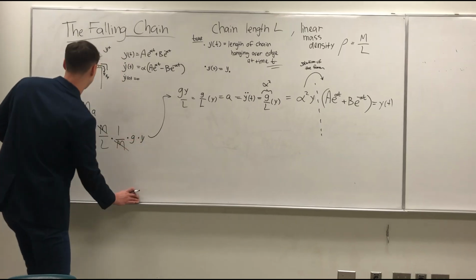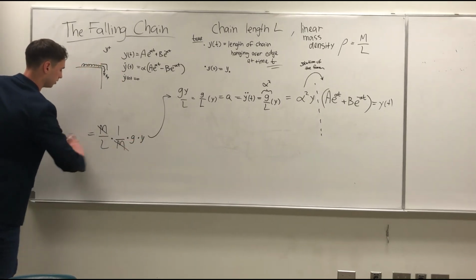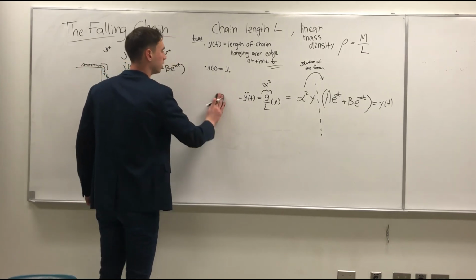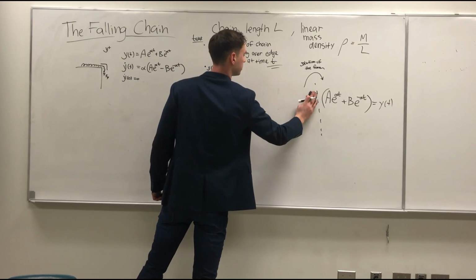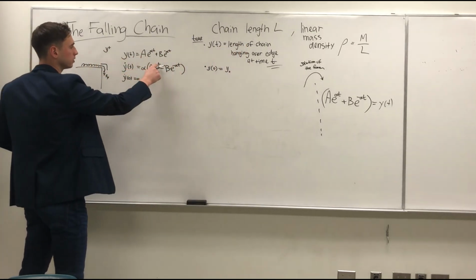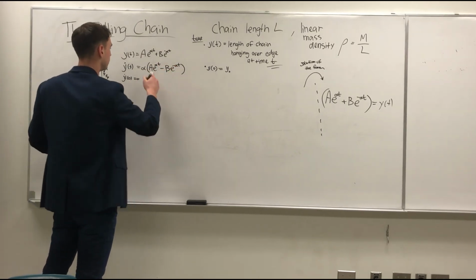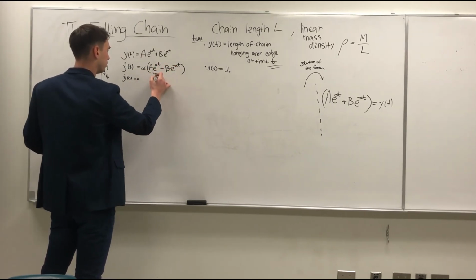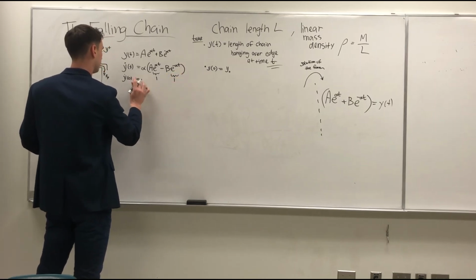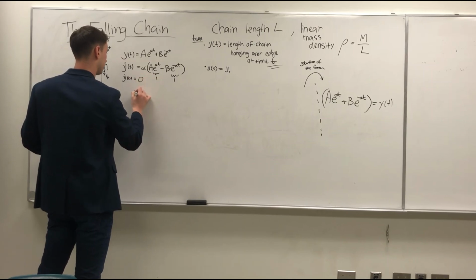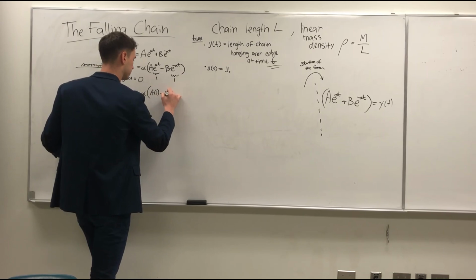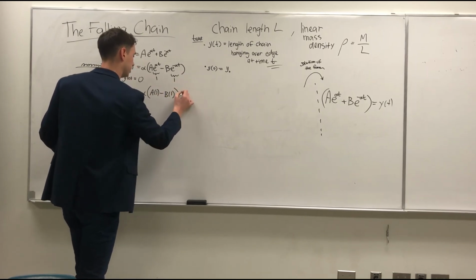So let's put in a 0 for all the t's in this expression. This goes to 1, this goes to 1, we're left with 0 equals alpha a times 1 minus b times 1 equals 0.